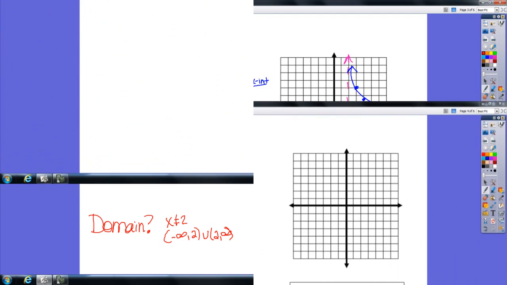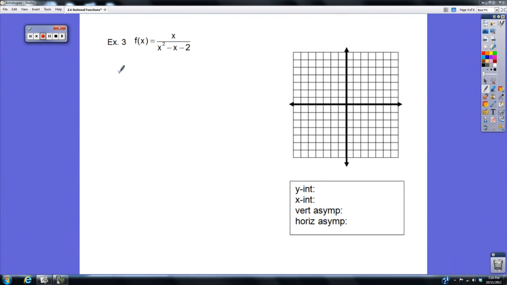On example 3, we're going to go through the same steps that we just got through doing, except for step number 1, the first thing that we're going to have to do is simplify. Before we can ever get started, we're going to have to simplify this right here in the denominator because we can factor it. So I'm still going to have an x in the numerator, and the denominator will factor into x minus 2 times x plus 1. So you need to simplify all that first.